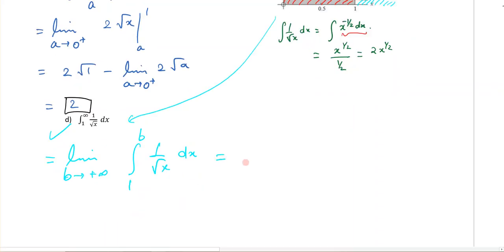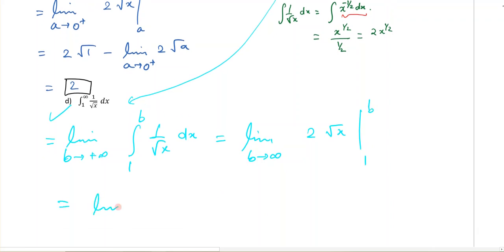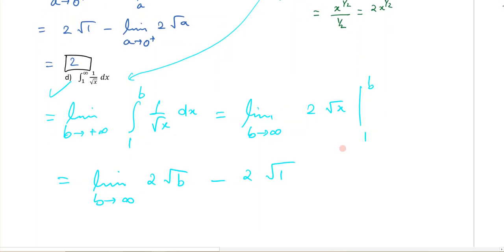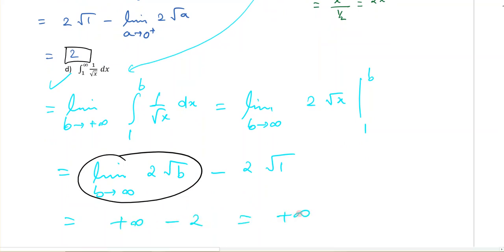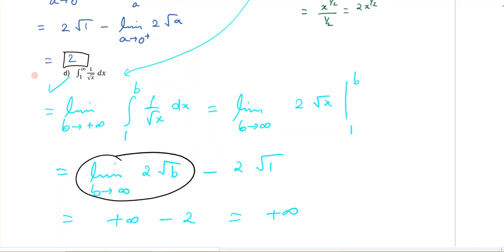As done before, the integral of 1 over square root of x would be 2 square root of x, and the limits of integration are from 1 to b. So in the next step, we get limit b approaches plus infinity of 2 square root of b minus 2 square root of 1. Overall this is plus infinity minus 2, which is divergent, so we got plus infinity in the end.